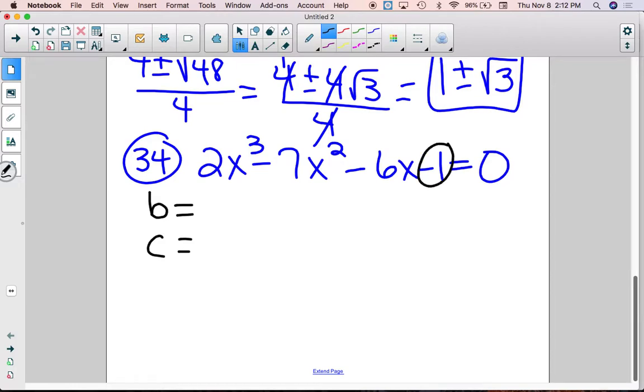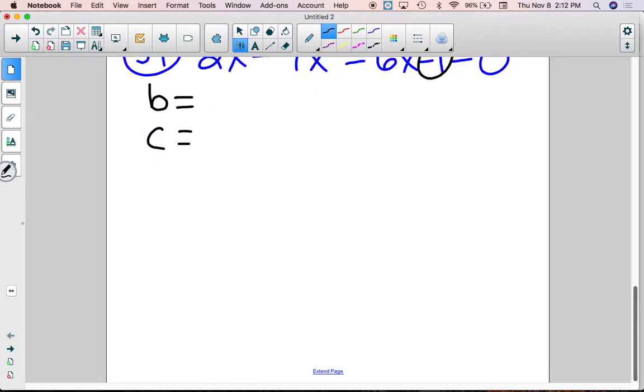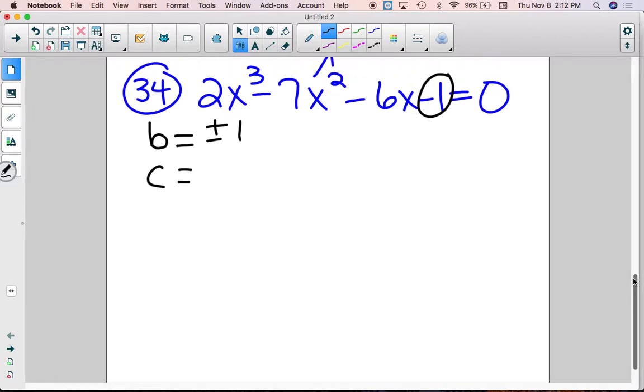Yes. Okay. On this one, what are your B's? This is one off of your assignment that I'm helping you with. So plus or minus 1. Okay, your C's are factors of 2, because that's your leading coefficient. So here's where you get your C. Factors of 2 are 1 and 2. So if we do our B over C, what do we get?